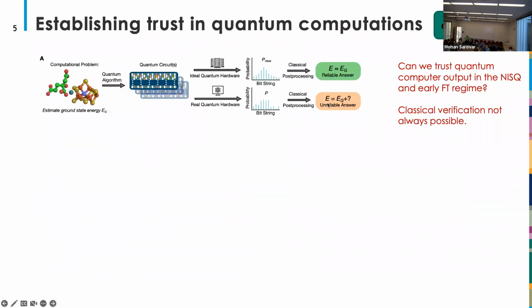The second paper I want to tell you about is this notion of establishing trust in quantum computation. This is the generic problem I talked about. You have a computational problem, and a quantum algorithm and associated quantum circuit that will produce some solution. In this case, it's supposed to be the ground state energy of some molecule. With ideal quantum hardware, this is the kind of output string you would get. With real quantum hardware with noise, you get something like this. And you're supposed to classically post-process the output to get an estimate of this energy.